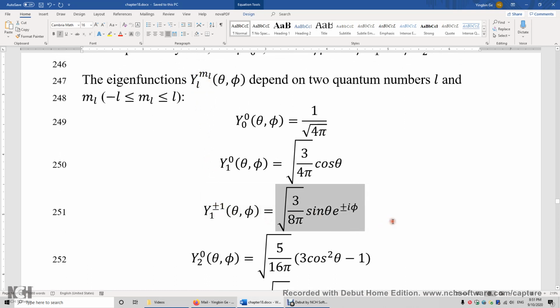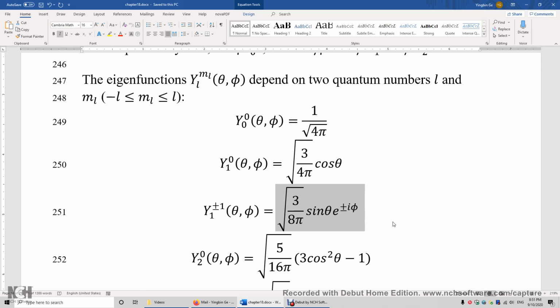In this case, whenever you see an imaginary number in a function, you know this function does not have a real physical meaning. Well, that's normal. A quantum mechanical wave function often does not have any physical meaning.